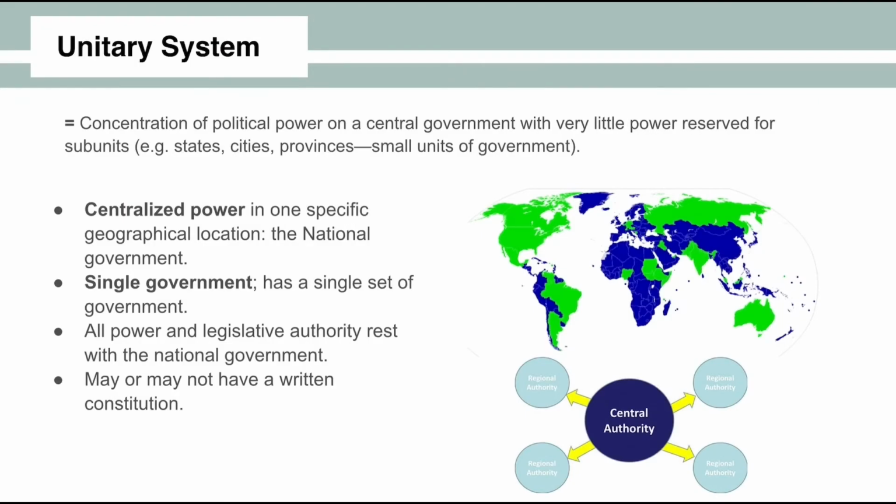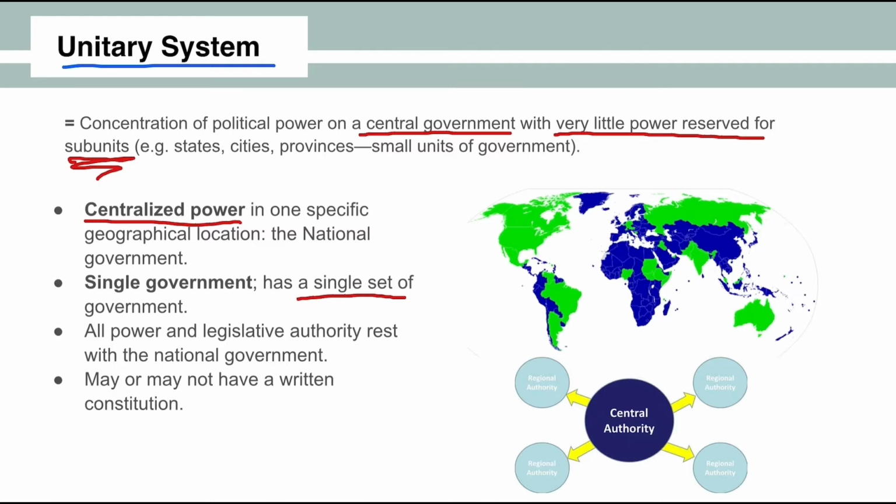So we're going to start with a unitary system, which is basically when the power is concentrated in the central government with very little power reserved for the subunits. A unitary system's characteristics are that there would be centralized power in one specific geographical location, and since it's just a central government, there will be a single government, or basically a single set of government. So there will be a single supreme legislature, a single body executive, and one supreme judiciary.